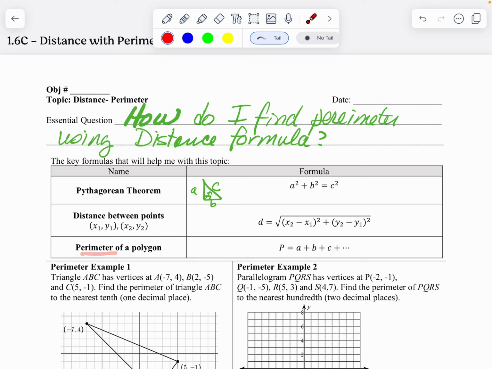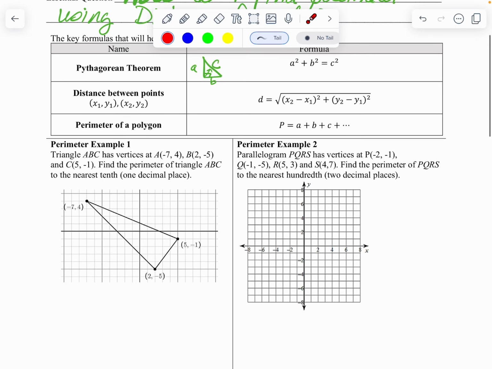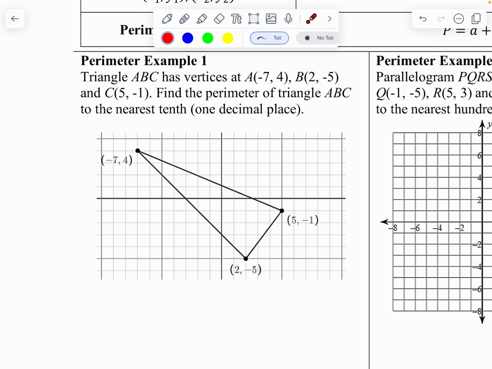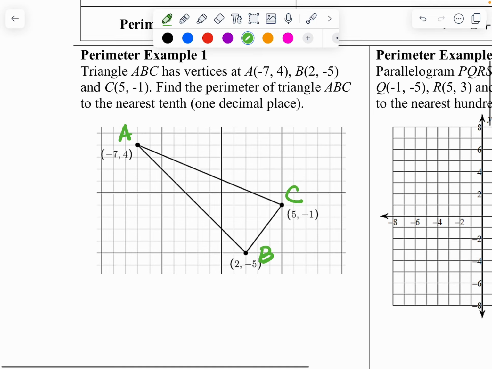I know that a perimeter is when I add all the sides up. So how can I use those formulas to find the perimeter of a shape? In this first example, you're given a triangle with vertices. Those are the corners or the points, and those are my 3 coordinates. So I have A at 7, 4, B at 2, -5, and C at 5, -1.